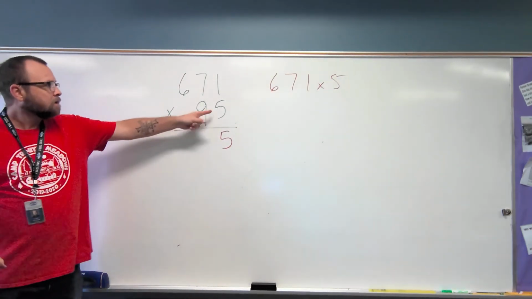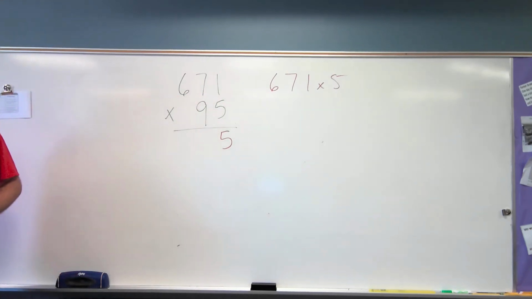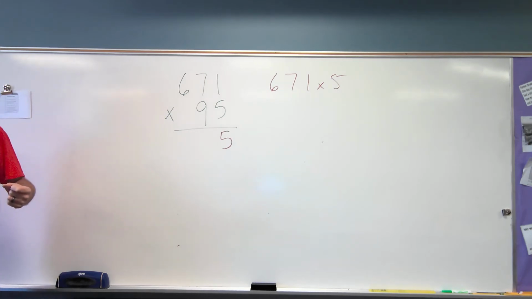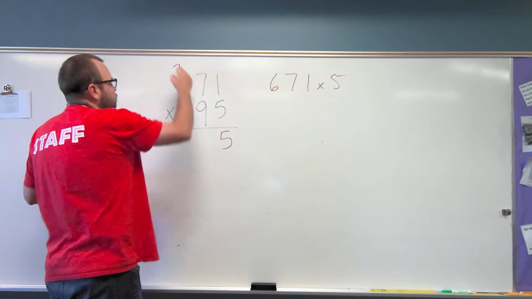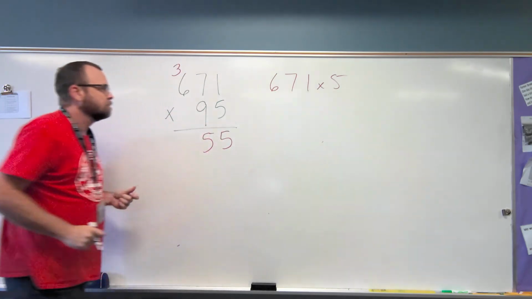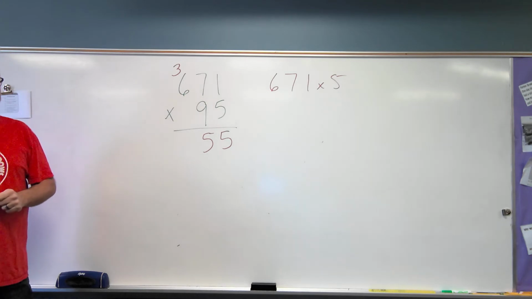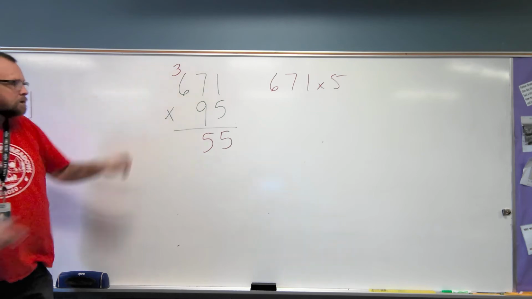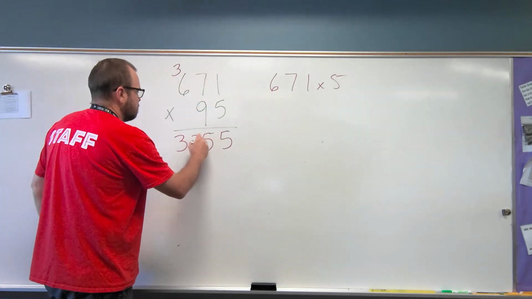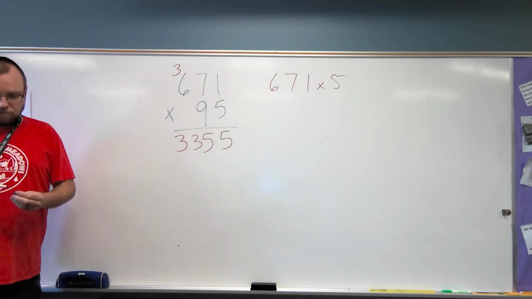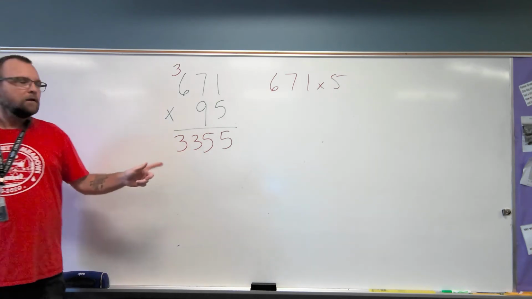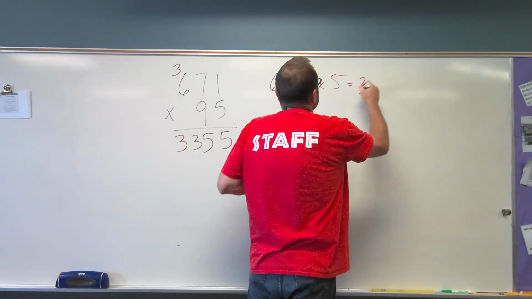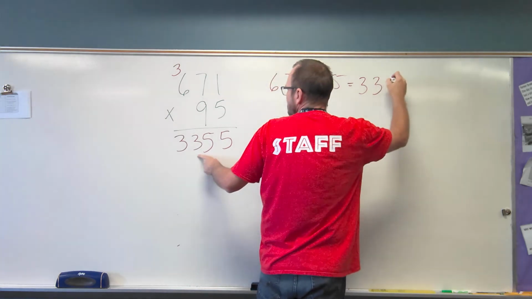So I have 5 ones. Dax, what's 5 times 7? 35. That means I have 35 tens. Nobody's carrying around 35 tens, so they're making it 3 hundreds and 5 tens. Dax, what's 5 times 6? 30, and then we have 3 more hundreds there, so it would be 33 hundreds. 33 hundreds is the same as 3,300. So 671 times 5 equals 3,355.